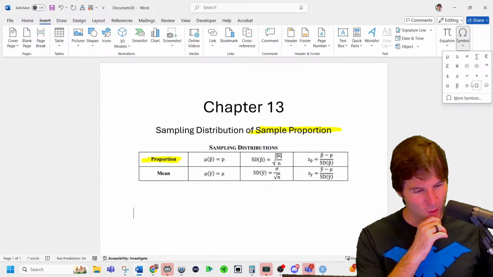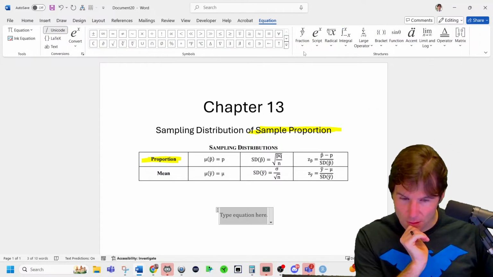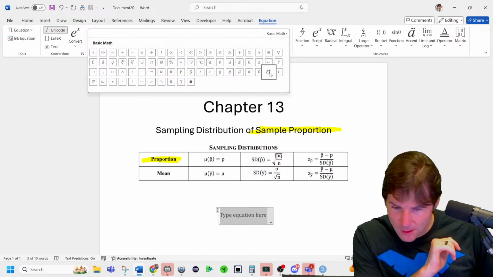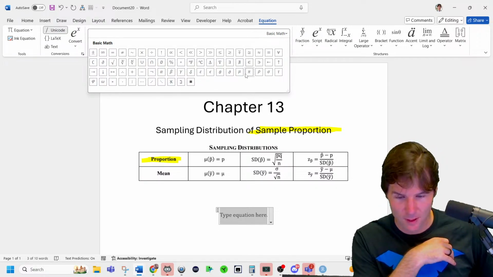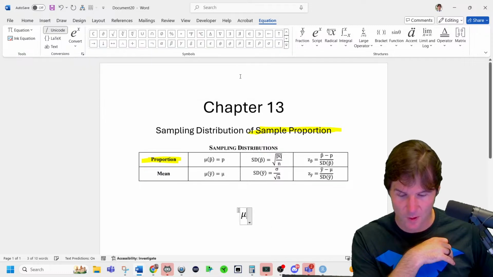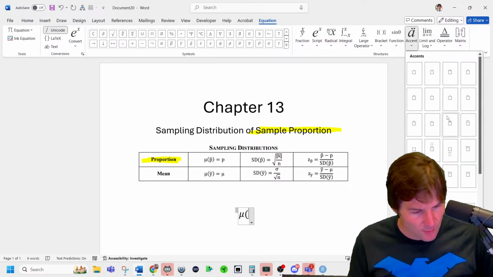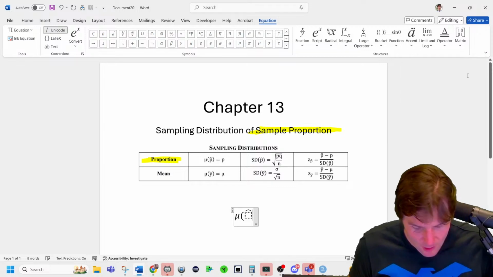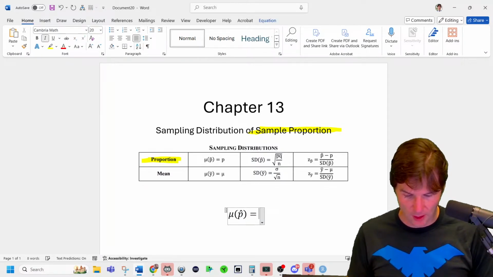I can't find my mu today. Where's Mubot at? Equation, insert. I know there's a mu on here. I'm just going to grab a mu symbol. Wait, I turned my head and I saw it. There's mu. Mu p hat. Very important we put these things in properly. Mu p hat equals p.